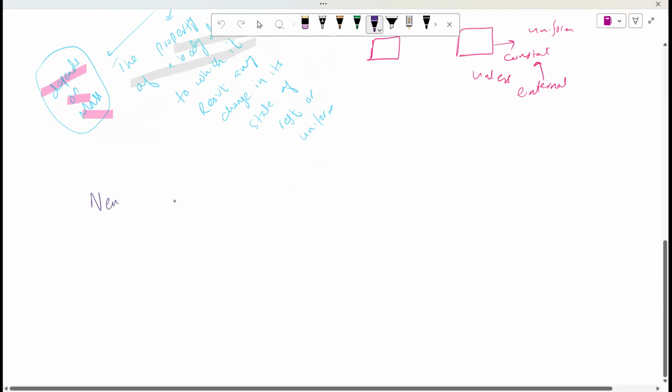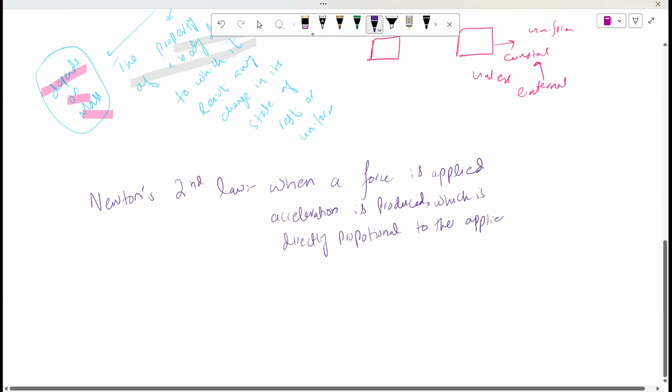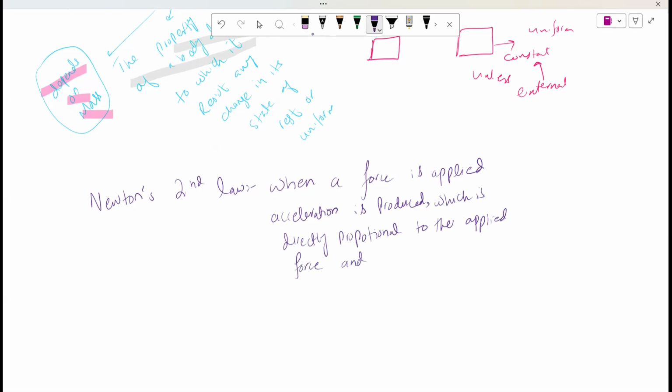So Newton's second law is: when a force is applied, acceleration is produced, which is directly proportional to the applied force, and inversely proportional to the mass of the object.